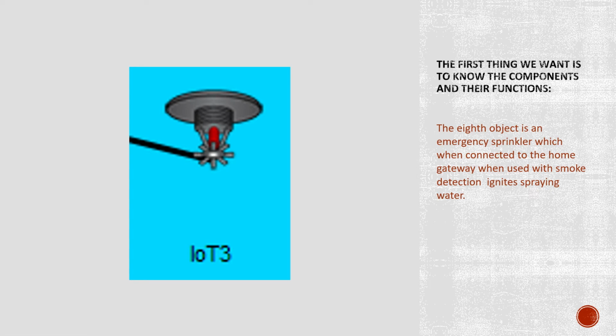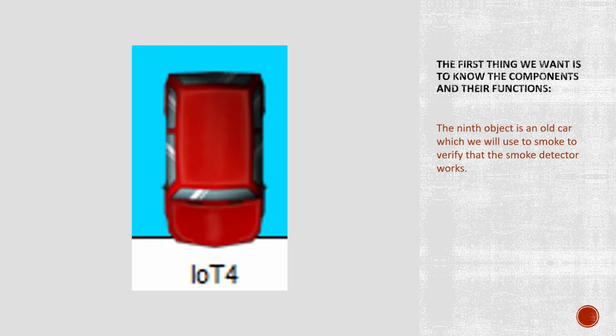The eighth object is an emergency sprinkler. We connect it to the home gateway to use with smoke detection, which ignites the spraying of water. When the smoke detector detects smoke, it sends the signal to the emergency sprinkler, and the emergency sprinkler sprays water in the zone. This is an image of the emergency sprinkler inside the program.